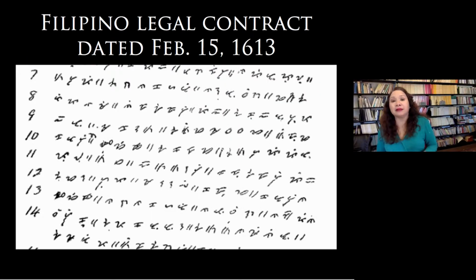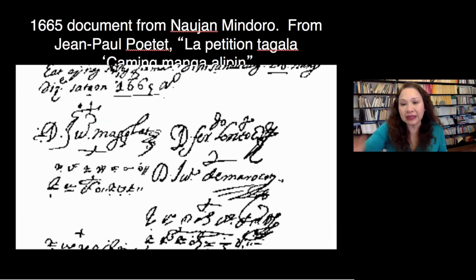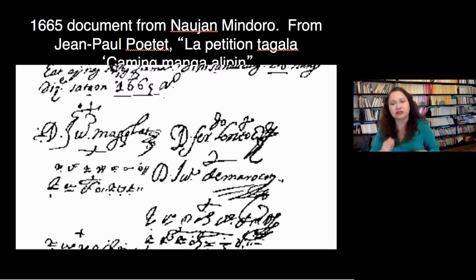This is a Filipino legal contract. It is dated February 15th, 1613. This other one is a 1665 document found in Nauhan, Mindoro. And it's entitled La Petición Tagala, then Kaming Mga Alipin, we who are slaves. But slaves is not actually an accurate description of the word alipin.